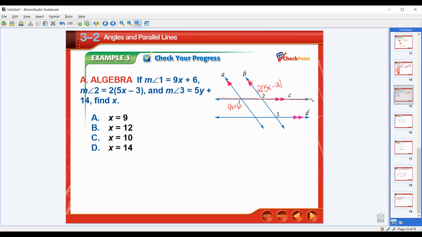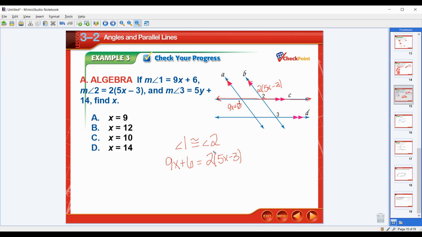I want you to get used to asking yourself, which line is the transversal after every question. Okay. And the reason I know that C is the transversal is because A and B are the two lines that C goes through to make angle 1 and angle 2. So hopefully here you're asking yourself this question, what is the angle relationship between angle 1 and angle 2? Hopefully you're able to see those are alternate exterior angles. Okay, those are alternate exterior angles. So we're going to go ahead and take 9x plus 6, and we're going to say 9x plus 6 is equal to 2 times 5x minus 3.